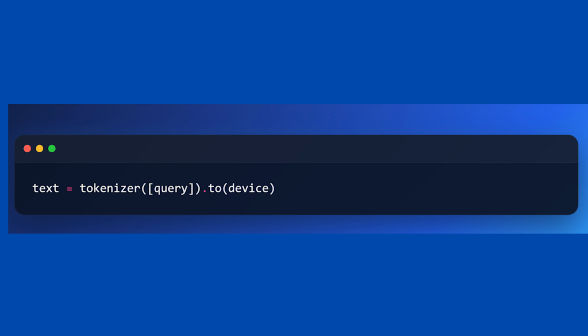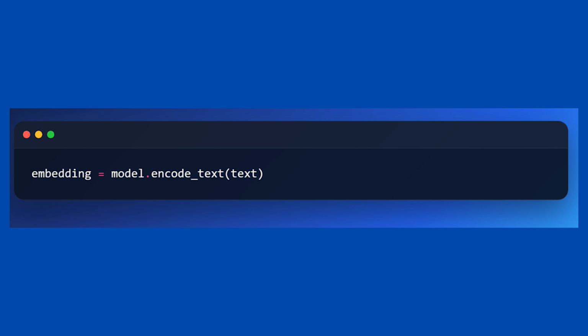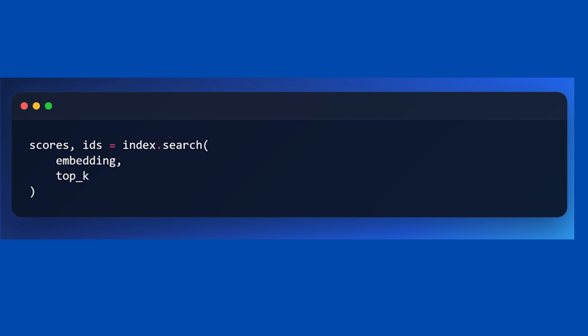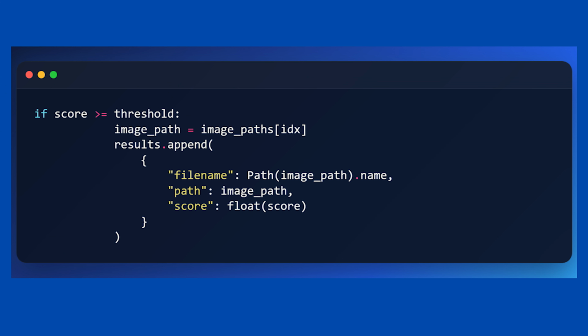The first step is tokenization. Suppose the user enters red sports car. The tokenizer converts that text into a format that OpenCLIP can understand. Next, we generate the text embedding, which produces something like this. Now comes the search step. FAISS compares the query embedding against every image embedding in the database. When we get the result, we apply a threshold, so only strong matches are returned. Finally, we use the returned IDs to retrieve the original image path and display the result.